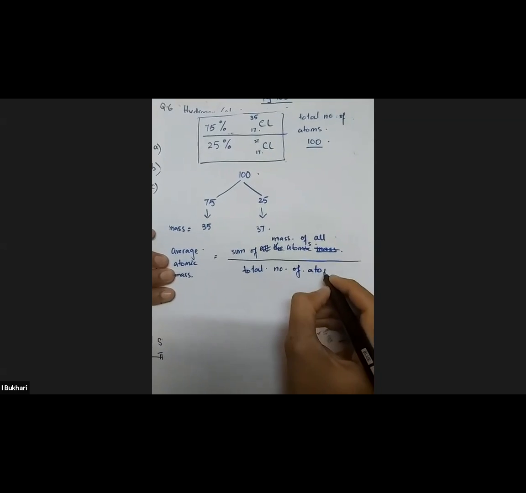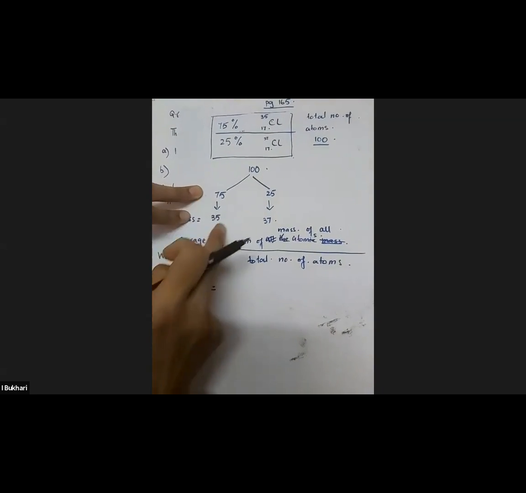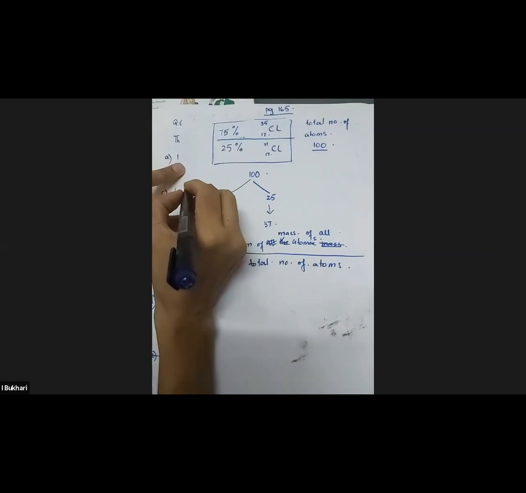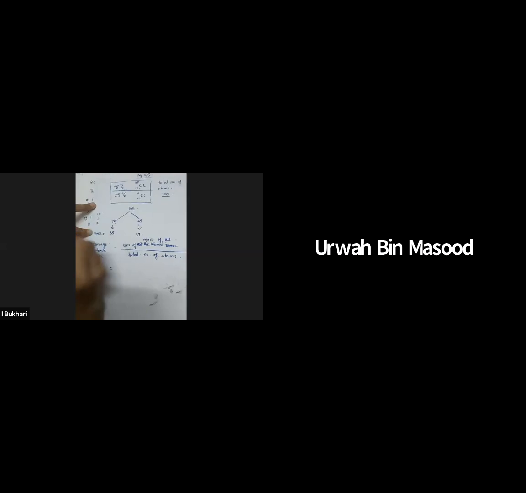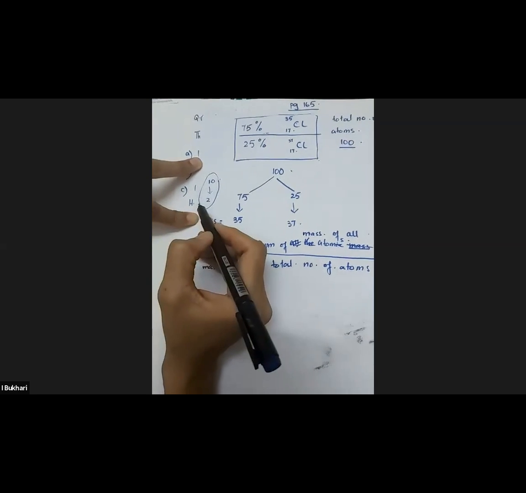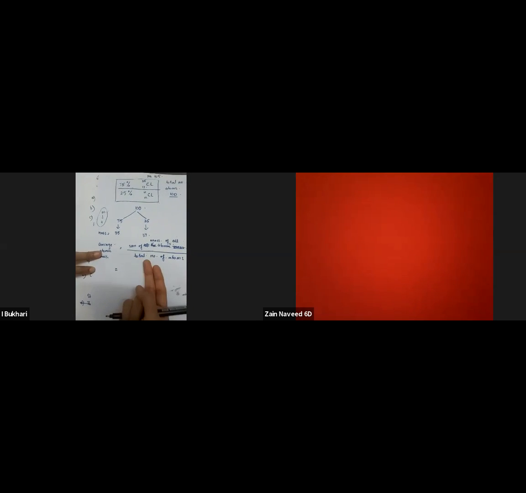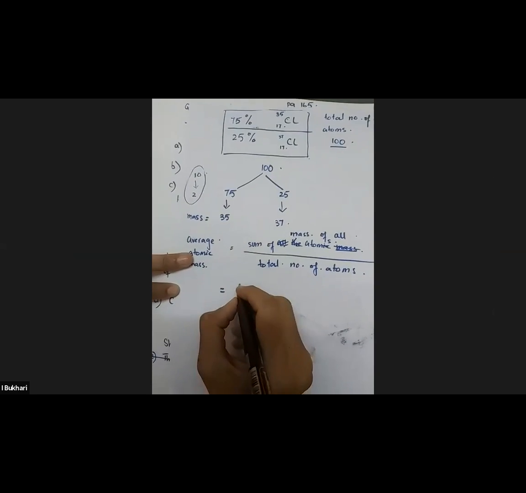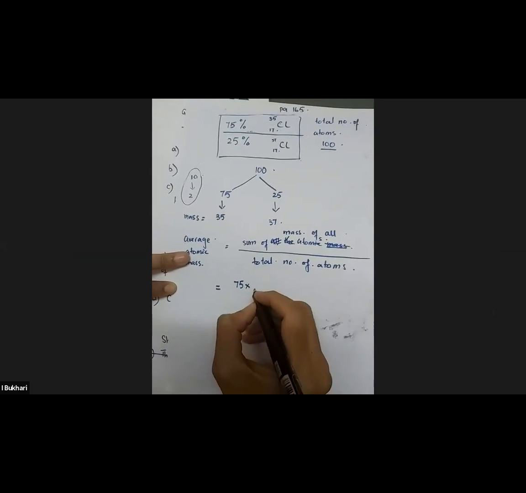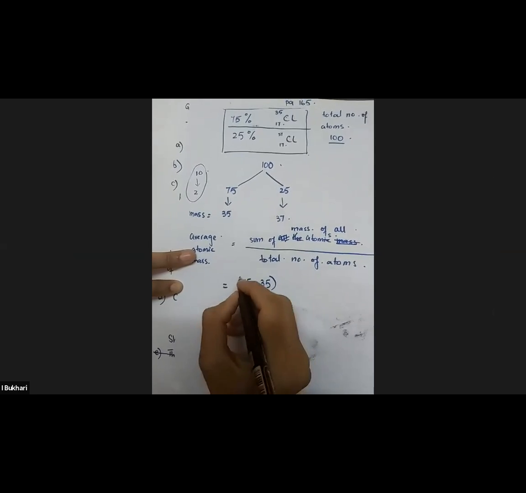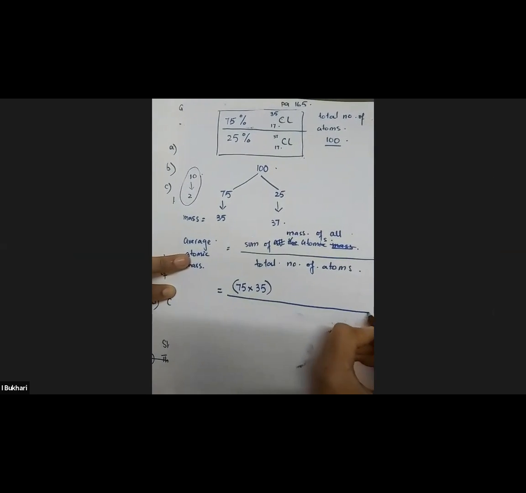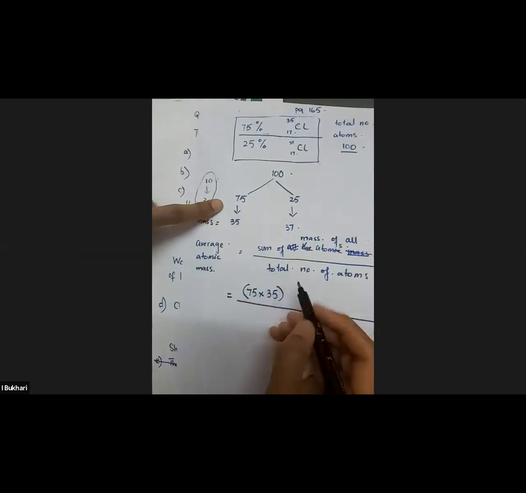Right, now let's see, 75 of them had 35. So what is the total mass of this isotope? If I say 10 of them have a mass of 2, for example, the total mass would be 10 multiplied by 2, right? Because I am adding 75 35 times. So to get the sum, I will just multiply 75 by 35. And so that would be the total mass of this isotope, okay?